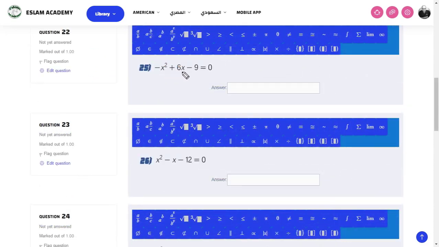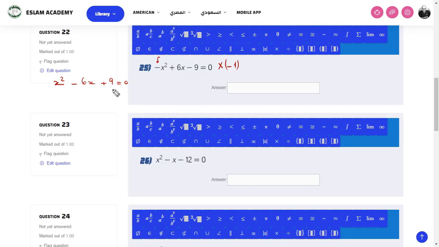Negative x² plus 6x minus 9 equals 0. To solve this expression, the coefficient of x² must be positive. So we can multiply the whole equation by -1. Once you multiply by -1, it means changing the sign of all of the expression. So we have x² minus 6x plus 9 equals 0.